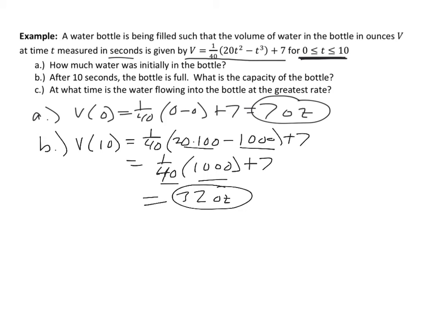So we've got part A, we've got part B. There hasn't been any calculus yet. There hasn't been any optimization. So we're expecting that to happen in part C. It says, at what time is the water flowing into the bottle at the greatest rate?